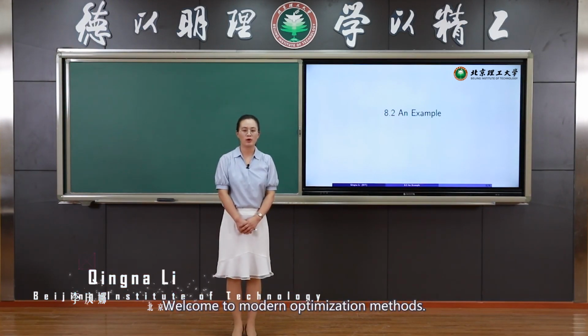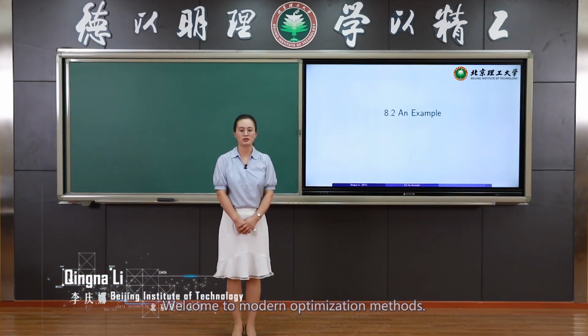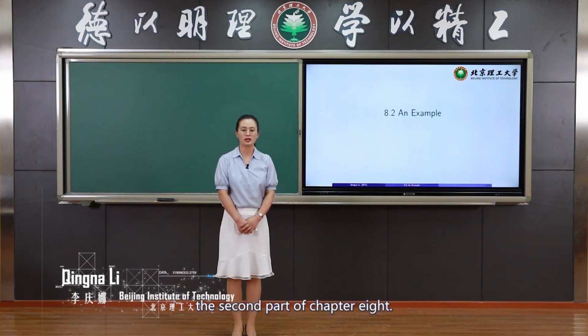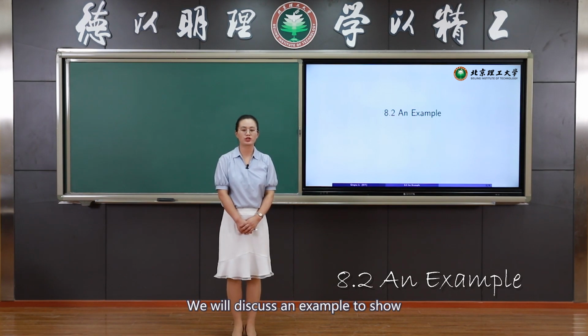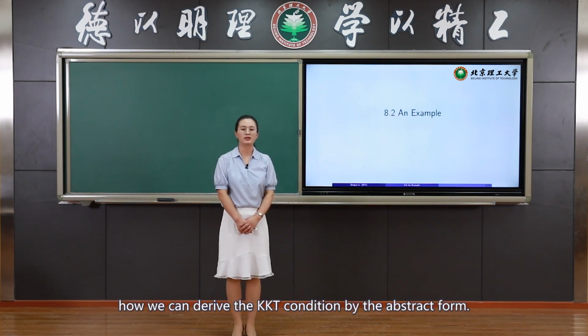Hi everyone, welcome to Modern Optimization Methods. Today we will introduce the second part of Chapter 8. We will discuss an example to show how we can derive the KKT condition by the abstract form.